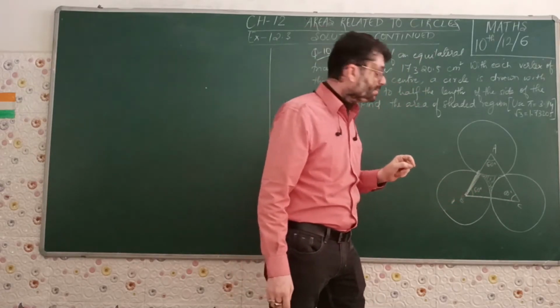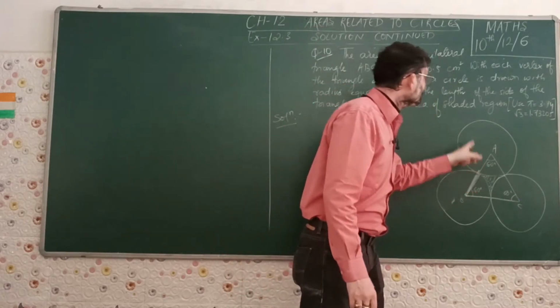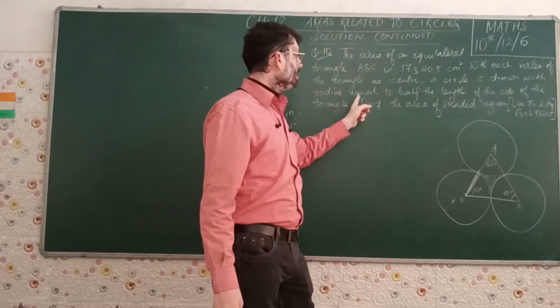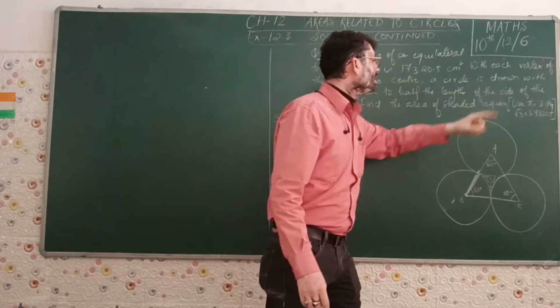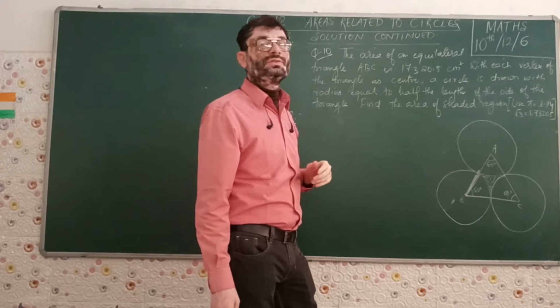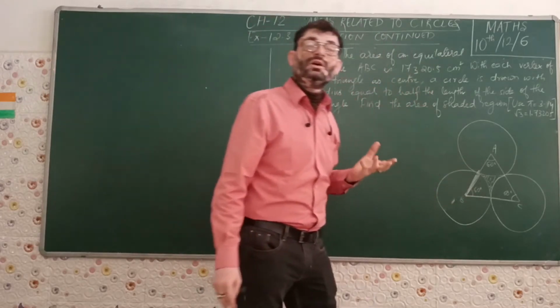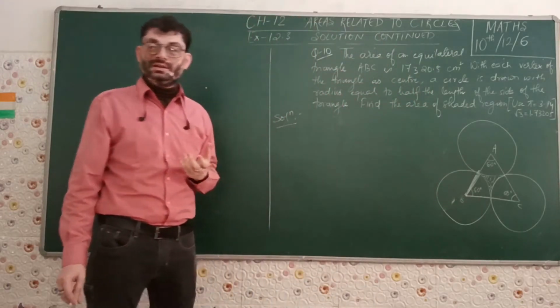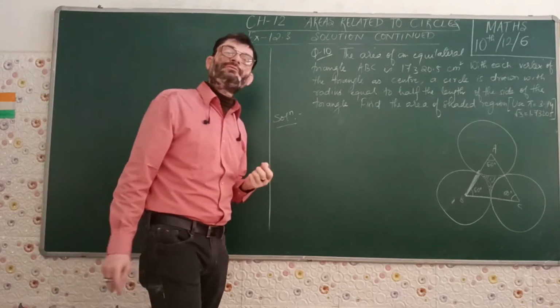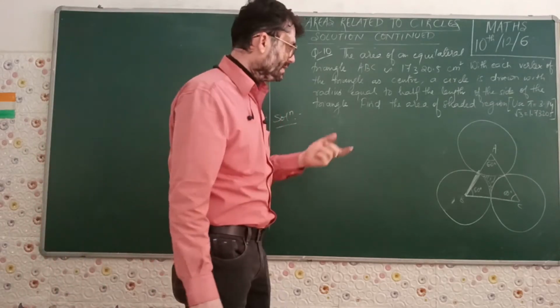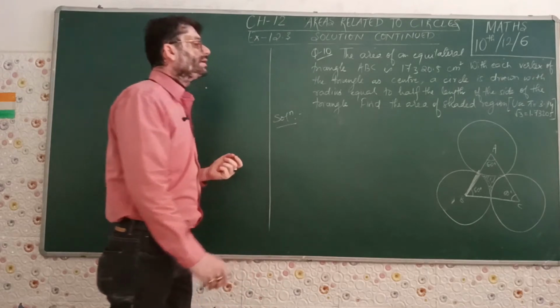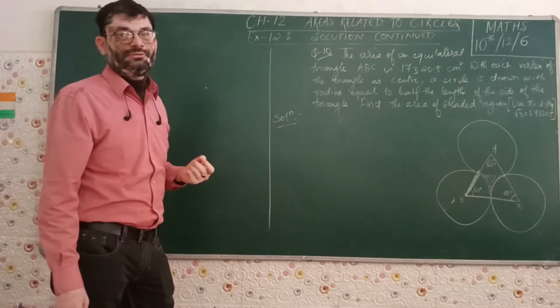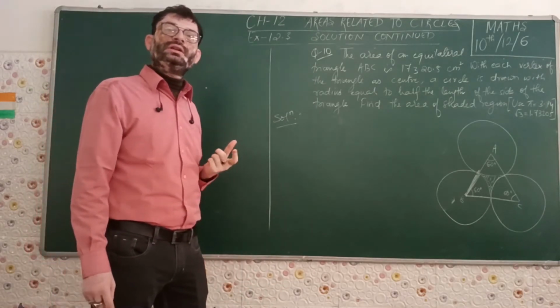As in our question, it has been said that the radius is equal to half the length of the side of the triangle. Half the length of the side. What is the length of the side of the triangle, that equilateral triangle? So we will have to first calculate that length. Let us move on to how to find the side of the equilateral triangle.